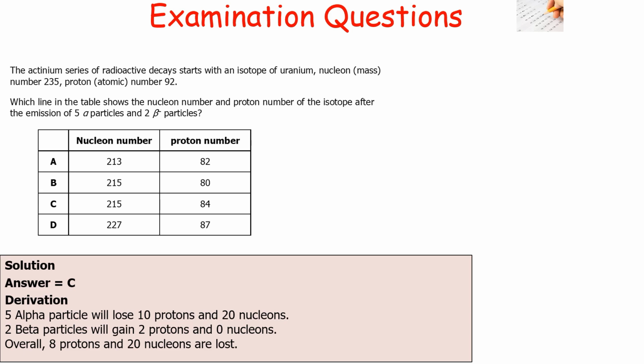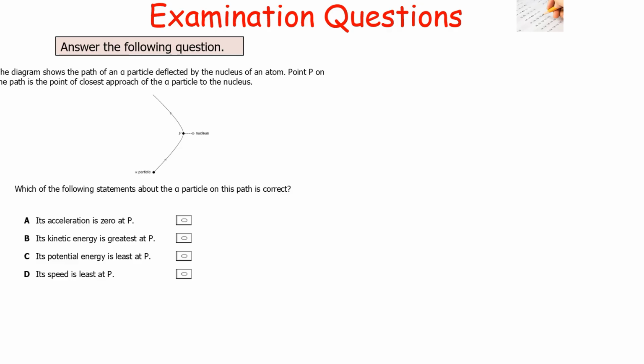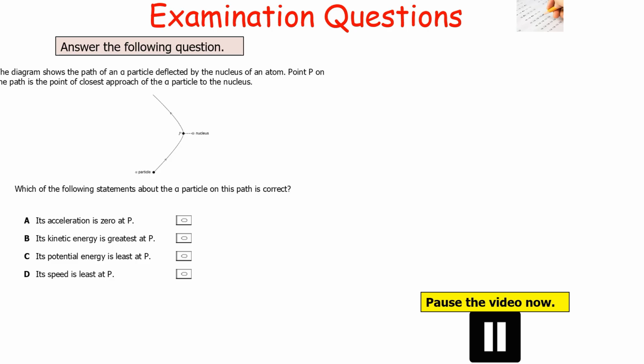So when you work it all through, that gives us an answer of C. Right, the next question says here that the diagram shows a path of an alpha particle deflected by the nucleus of an atom. Point P on the path is the point of closest approach of the alpha particle to the nucleus. Which of the following statements about the alpha particle on this path is correct? So pause the video now, then unpause the video when you want to go through your answer.